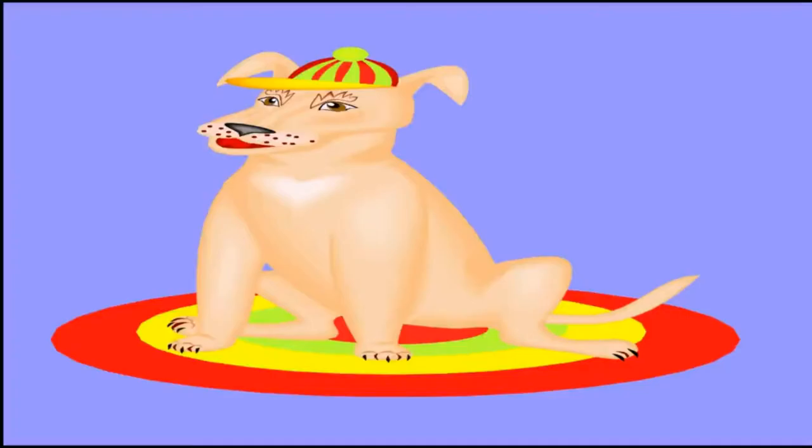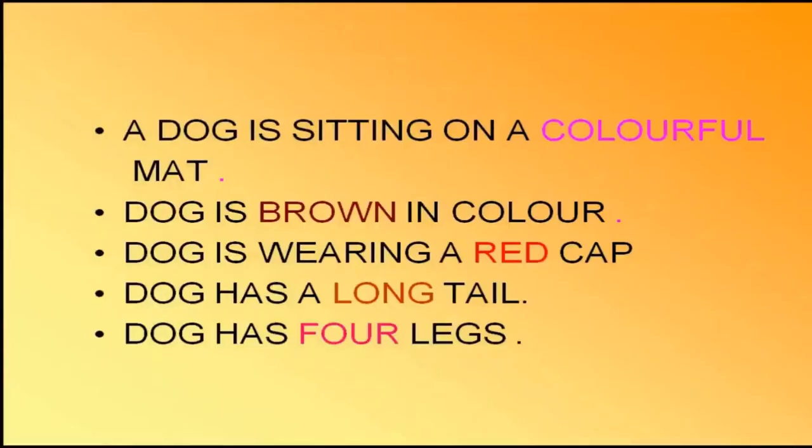Now this picture. See the picture and say a few sentences. A dog is sitting on a colorful mat. Dog is brown in color. Dog is wearing a red cap. Dog has a long tail. Dog has 4 legs.